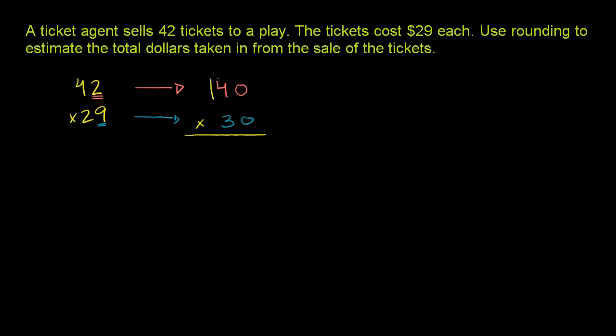So let's do that. So you have 3 times 4 is 12, which we know. And then we have 2 zeros. We got that 0, so let's stick that 0 there. And then we got that blue 0 there. So let's put that over there. So they're going to have roughly $1,200 taken in from sales of the tickets. That is our estimate.